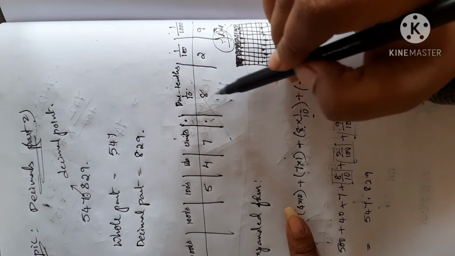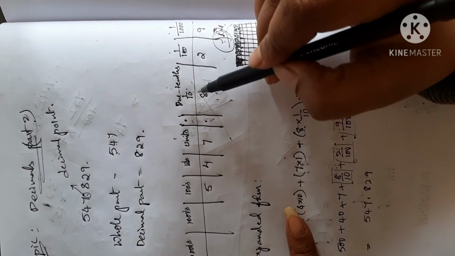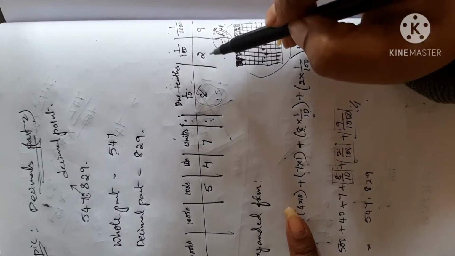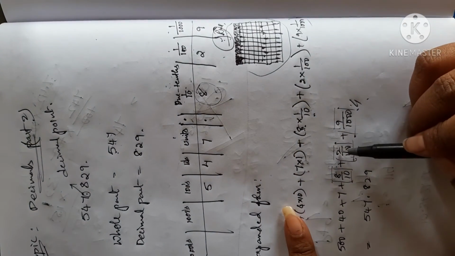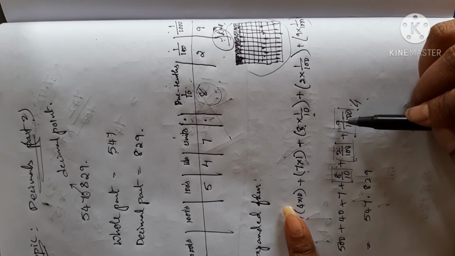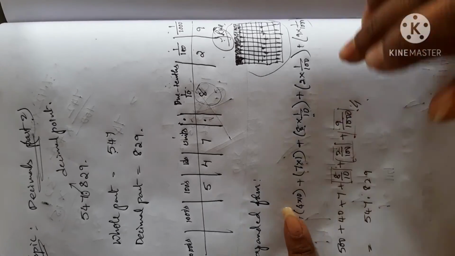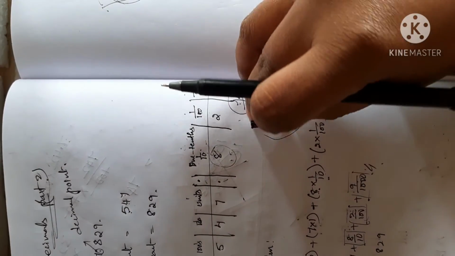Understood? Here it is 8 by 10. It is 2 by 100. So from 10 pieces you are taking 8. From 100 pieces you are taking 2. From 1000 pieces you are taking 9. All these are just parts of 1 rupee only, 1 biscuit only.